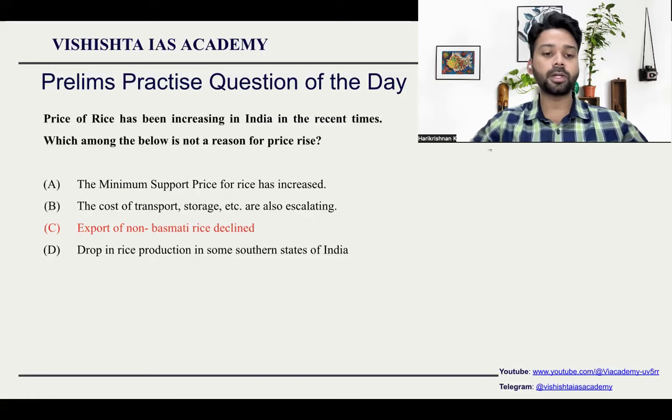The last statement, drop in rice production in some southern states, which is actually true. So out of all these statements, the third statement is the correct answer.